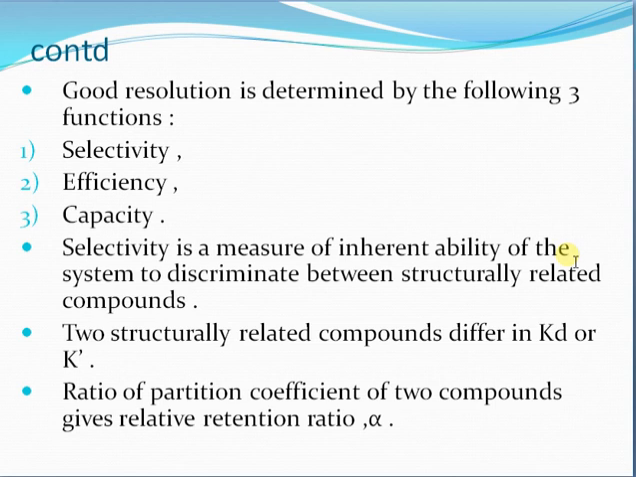Good resolution is determined by the following three things: selectivity, efficiency, and capacity. Selectivity is a measure of the inherent ability of the system to discriminate between structurally related components. For two structurally related compounds with Kd and K, the ratio of the distribution coefficients of the two components gives the relative retention.